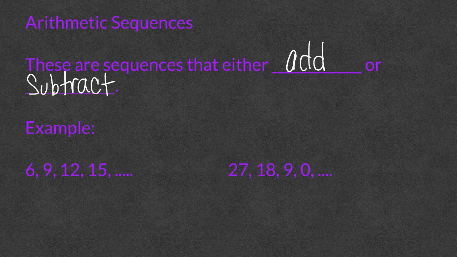In the first example, 6, 9, 12, 15, I am simply adding 3 each time. In the second example, 27, 18, 9, 0, I'm subtracting 9 each time. Those are both considered arithmetic sequences.